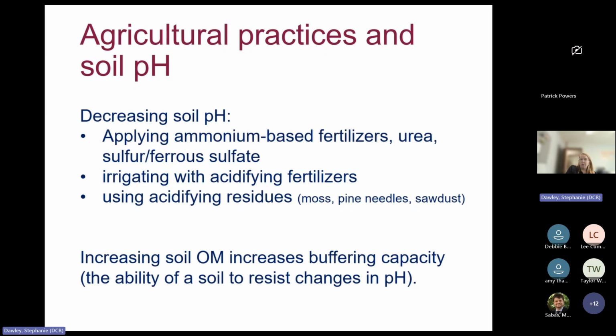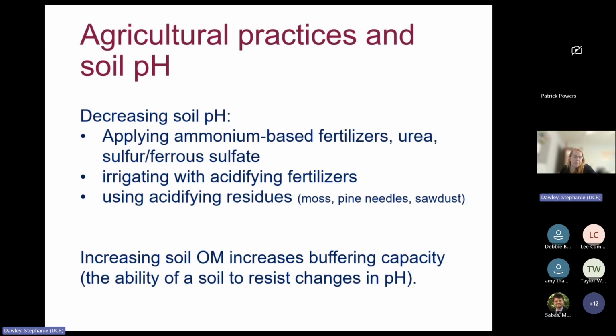So a variety of agriculture practices can also decrease the pH. Applying ammonium-based fertilizers, urea, sulfur, ferrous sulfate, those are all going to add elements that will reduce the pH. Irrigating with acidifying fertilizers or using acidifying residues such as moss, pine needles, or sawdust. It's always recommended that if you are going to do any kind of mulching with that, even if it's not mulching for large scale farming, don't mulch your backyard with pine needles unless you have a lot of pine trees, or you're going to see acidification happen.